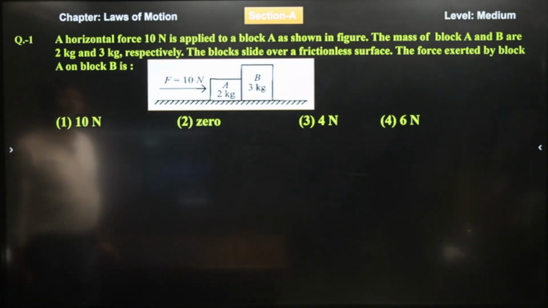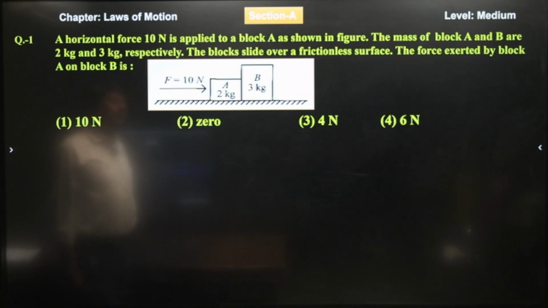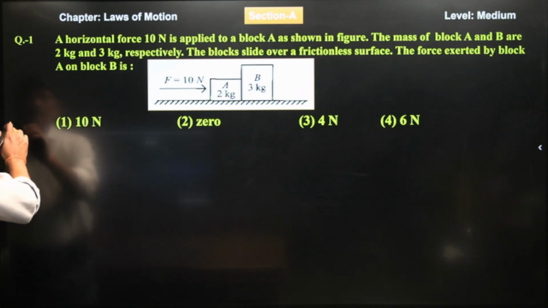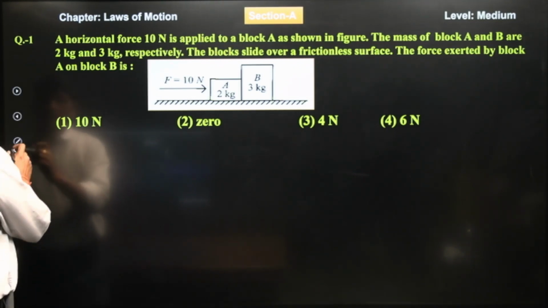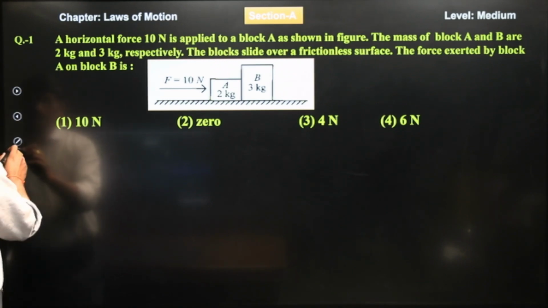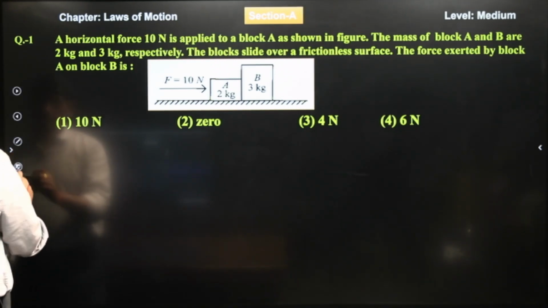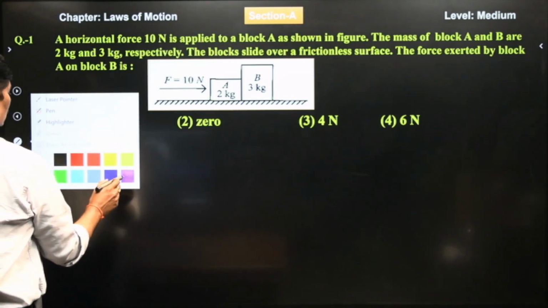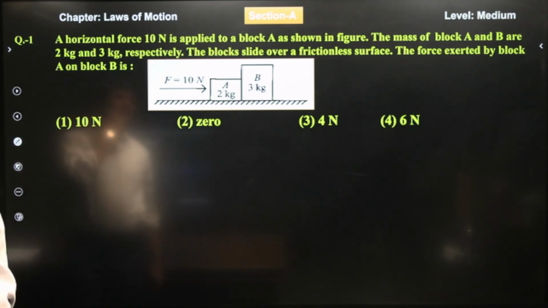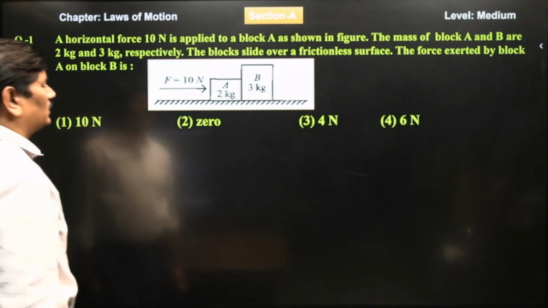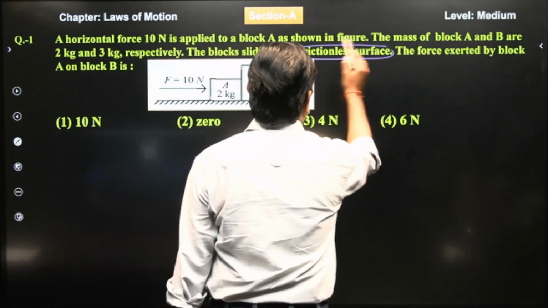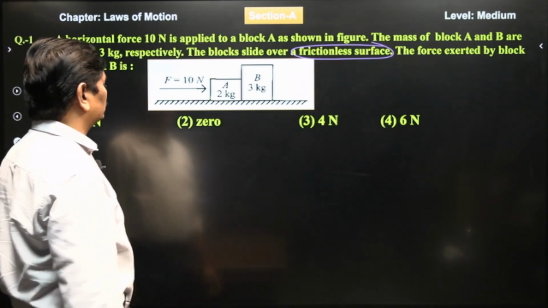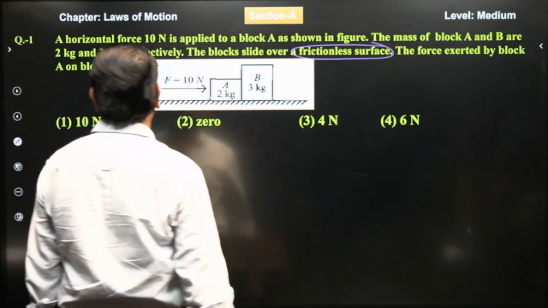See the first question. A horizontal force of 10 Newton is applied to a block A as shown in the figure. Masses of the blocks A and B are 2 kg and 3 kg. They are sliding over a frictionless surface. Here the point is, whatever the surface that is frictionless, there is no opposition for the motion of the blocks on the surface, right? What is the force exerted by block A on block B?